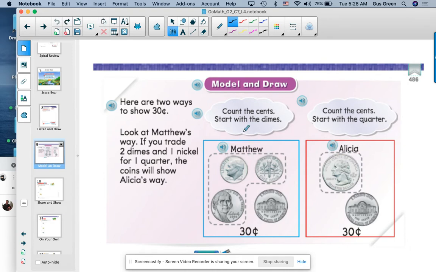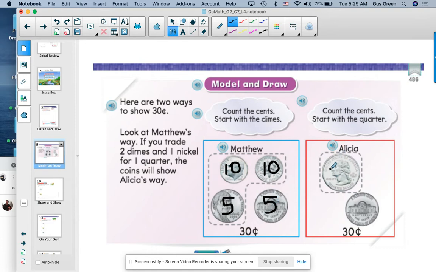Under Matthew, it says count the cents, start with the dimes. And just to make sure we remember our coins, dimes are small. They have a value of 10 cents. So I'm going to put a 10 on each dime. Nickels are actually a little bit bigger, but their value is less. And that's one of the things that's a little bit confusing. But nickels are each worth 5.